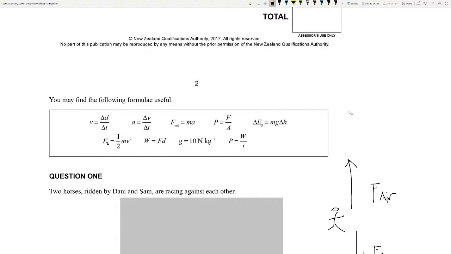Another key thing: you need to get into the habit of looking at some of the answers you've done previously, and then use them again in the following questions.